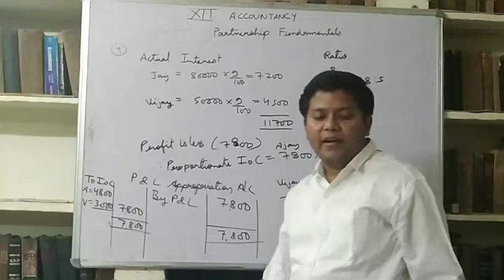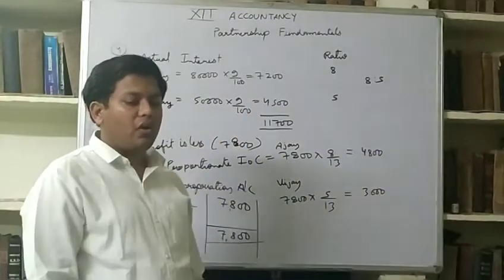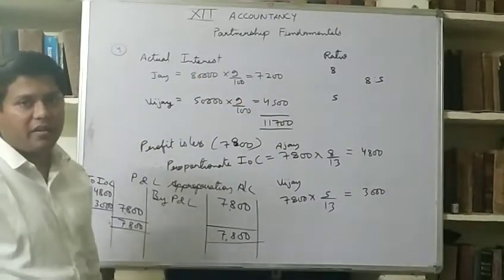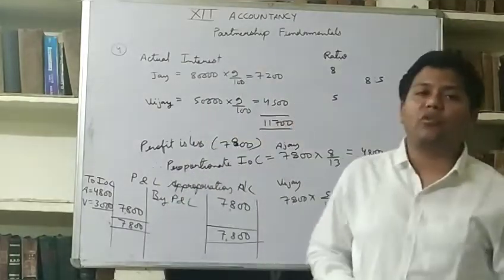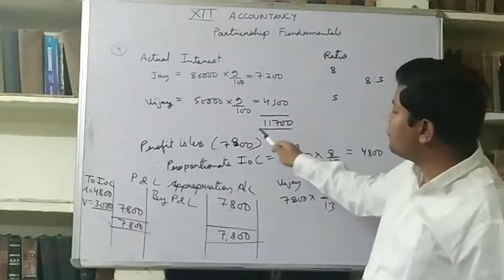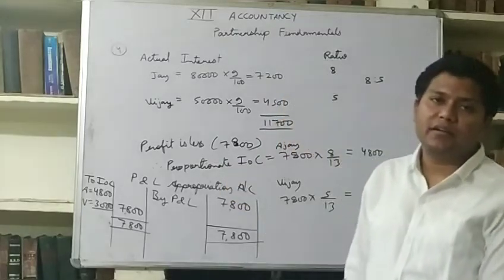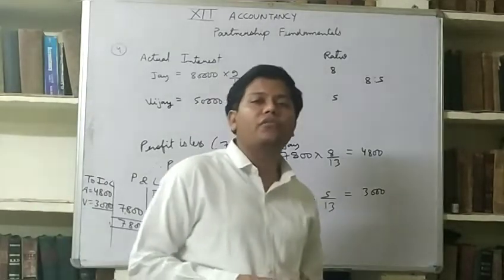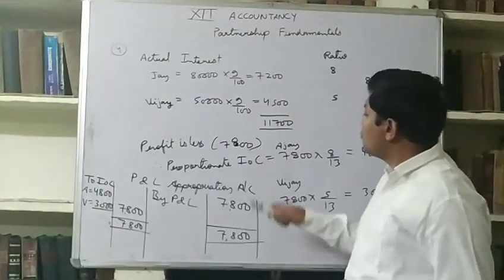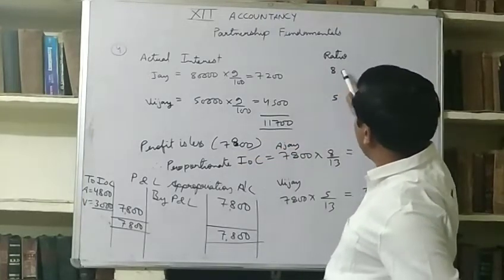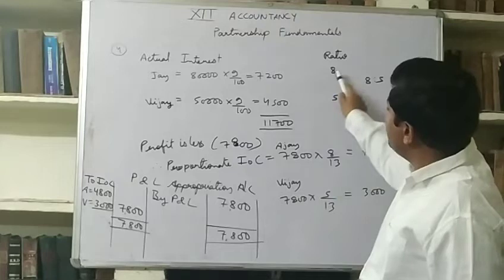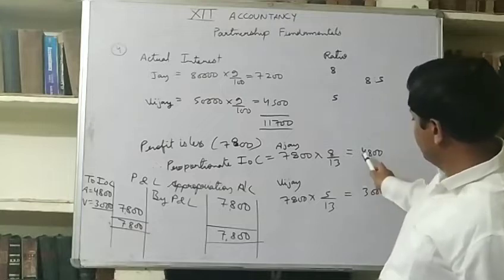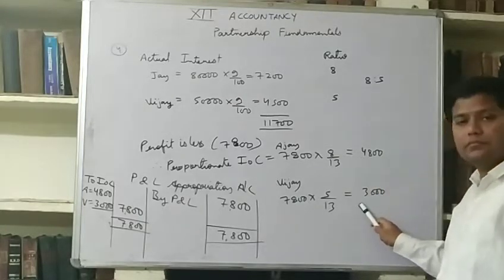The interest on capital is to be provided at 9% per annum. So the actual interest on capital will be 7,200 and 4,500, but it is more than the actual profit. Its total is 11,700, but the actual profit is only 7,800. So what can we do? We can distribute 7,800 in the ratio of interest on capital, as I told you before. So this 7,800 will be distributed in the ratio of 8:5, that is 8 upon 13 and 5 upon 13. So it is 4,800 and 3,000.